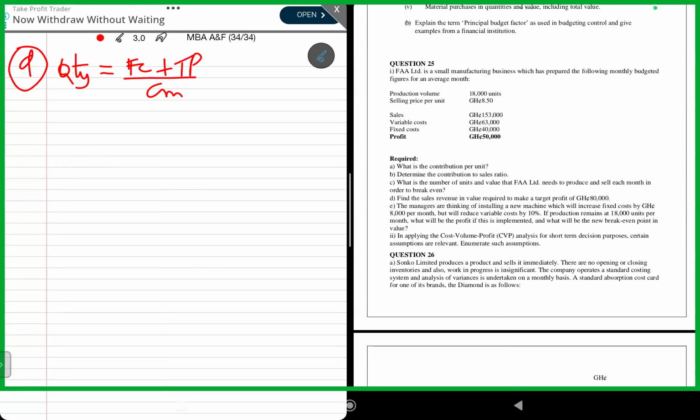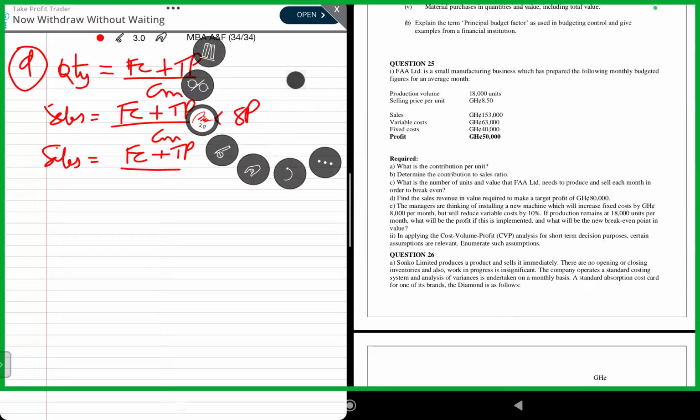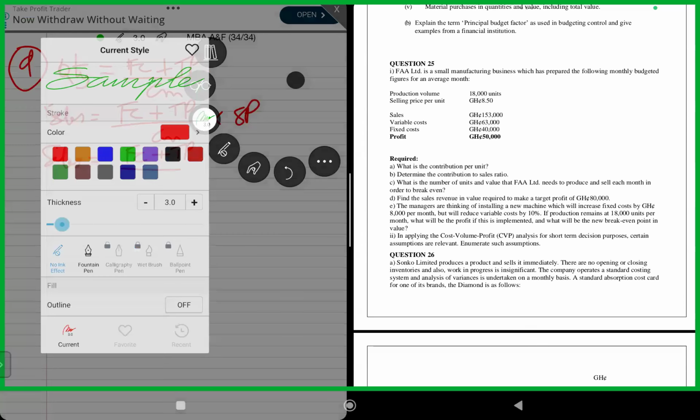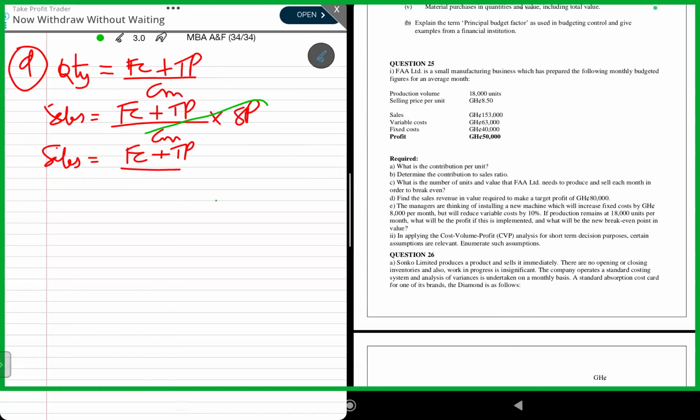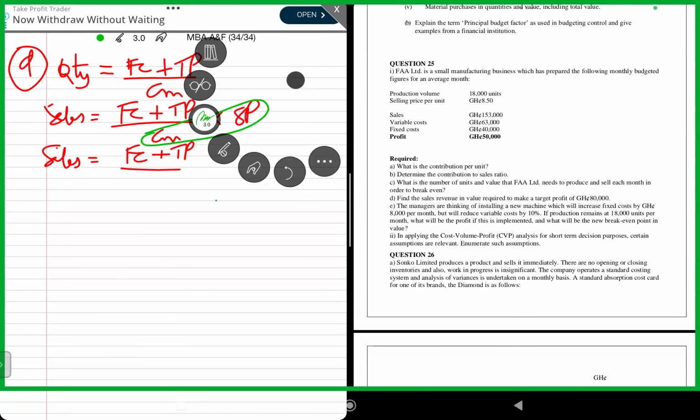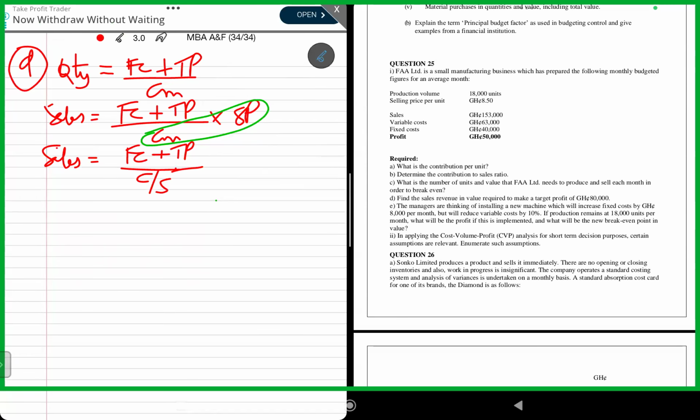So there are two methods we can use. One, the sales revenue equals FC over the CM plus the target profit, times selling price. Or the sales revenue equals the FC plus the target profits over the contribution to sales ratio. What term can I use to represent both? Contribution to sales ratio. Good.